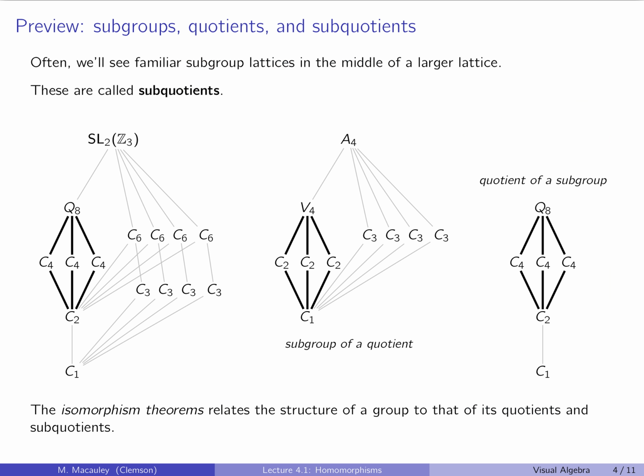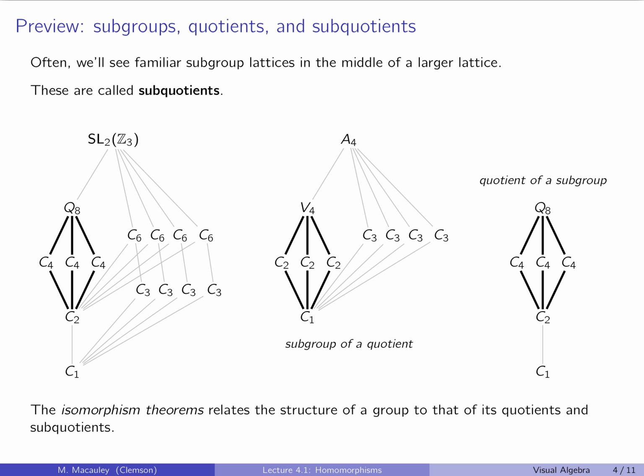Often, we'll see familiar subgroup lattices in the middle of a larger lattice. These are called subquotients. Here's an example. I hope you recognize the subgroup lattice of V4 right here in the middle of the lattice of SL2Z3. So why is this called a subquotient? Well, right here, you might recognize that from Chapter 3. That's the subgroup lattice of A4. So it turns out that this group here, mod C2, is isomorphic to A4, and in this lattice, you can see that V4 is a subgroup. So this is a subgroup of a quotient.